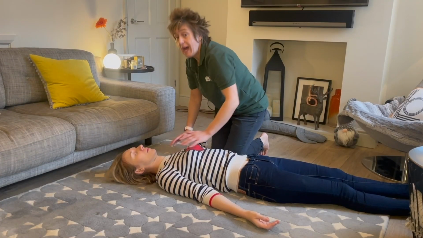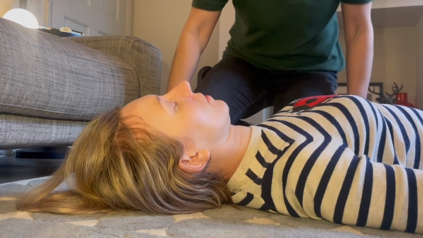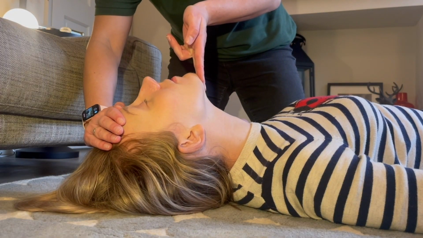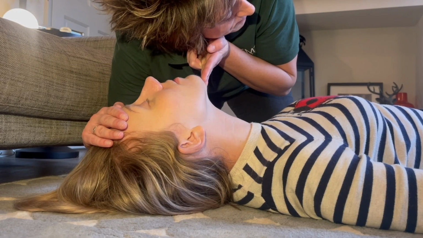They're not responding to me. Now I'm going to shout for a helper. And we ask the helper to go and call the emergency medical services for us, or we activate the speaker function on our phone. In this example I'm showing you, I'm in a home situation, but in a workplace, please put your appropriate PPE on. And then going to open the airway by doing a chin lift and a head tilt. So one hand on the forehead, two fingers on the chin, and pushing the forehead back and lifting the chin up.